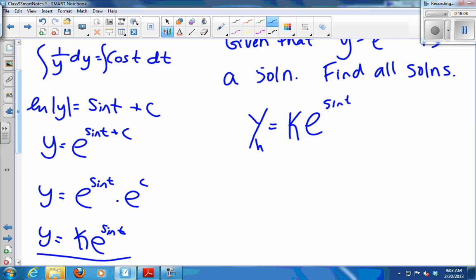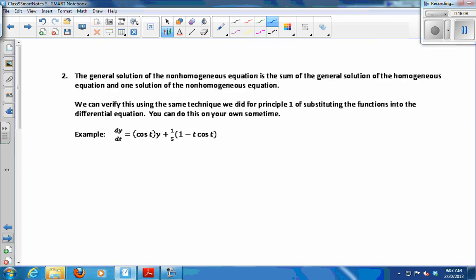All right, so that's our first principle of linearity. The second principle of linearity says that the general solution of a non-homogeneous equation is the sum of the general solution of the homogeneous equation, which principle 1 tells us a little bit about how to find, and one particular solution of the non-homogeneous equation. So that's what makes this powerful and difficult.